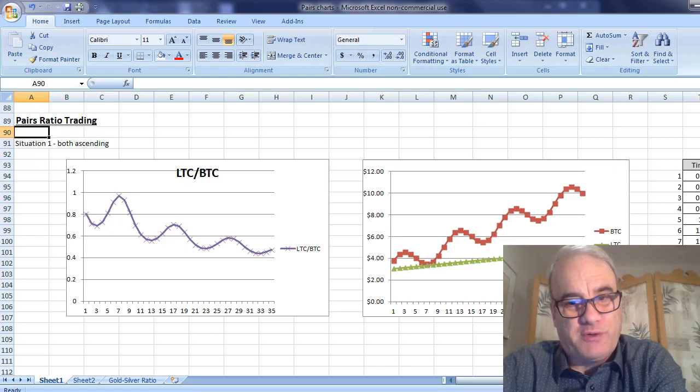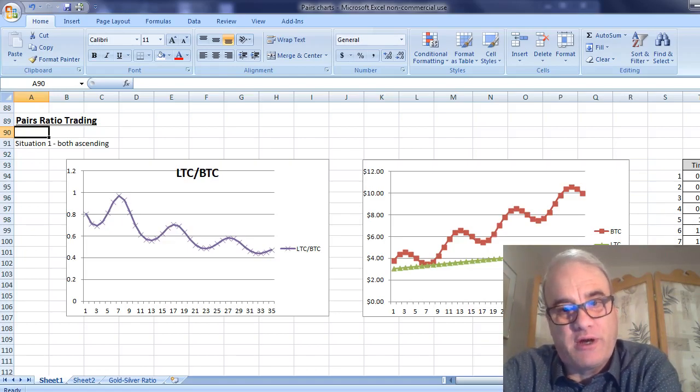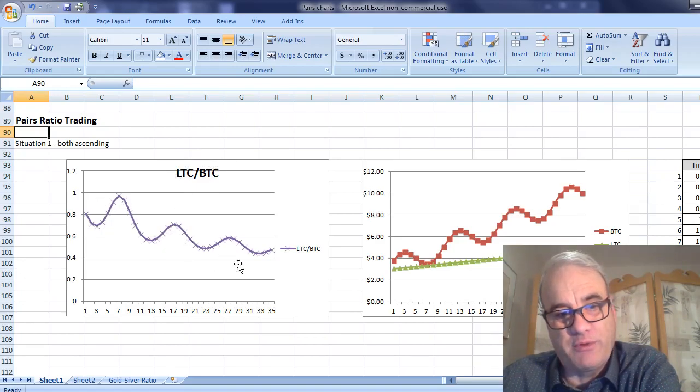I'm trying to apply it to cryptos. And what I want to show you, first of all, is that it doesn't matter what the underlying stock or coin prices are. This will work. The first one I'm going to look at is Litecoin to Bitcoin on the left. So this is the ratio, what's happening with the ratio.